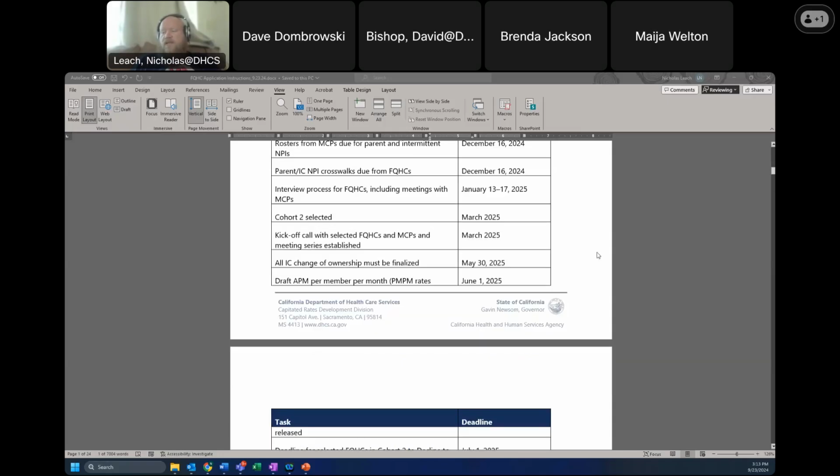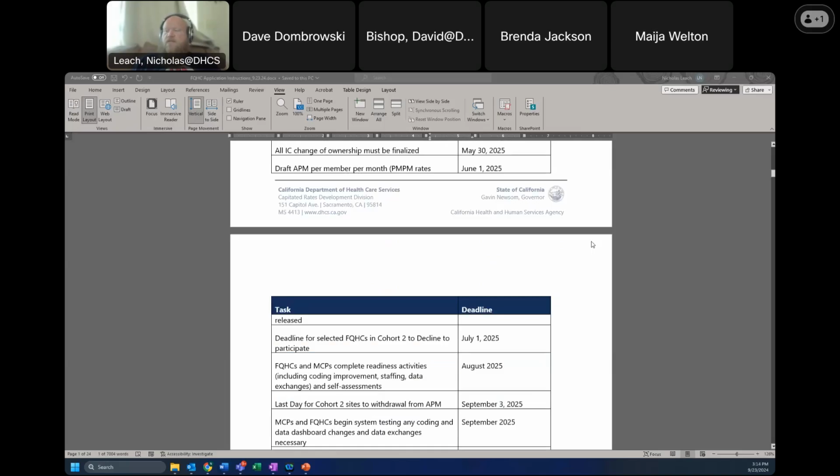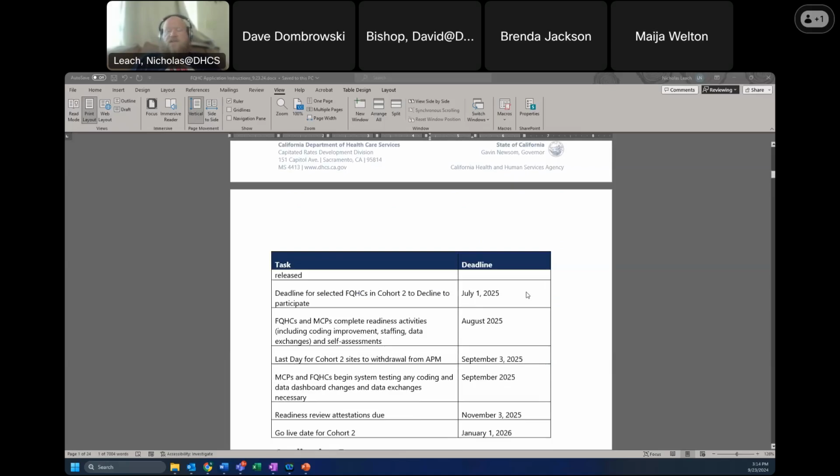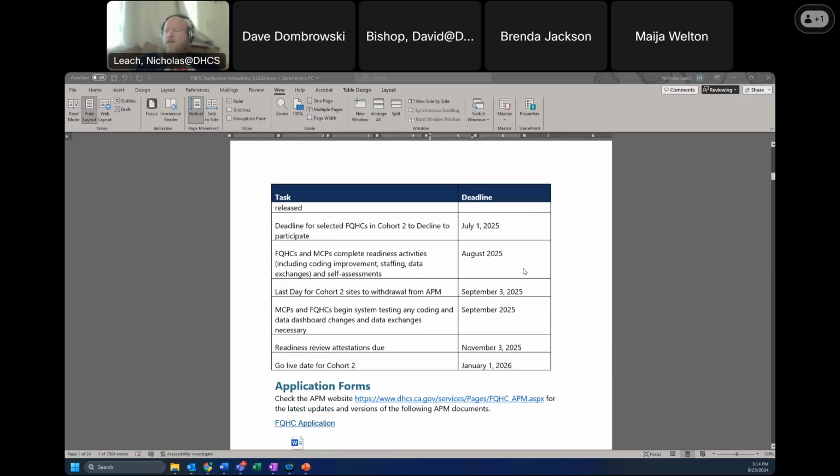June 1st, we will be releasing the draft APM PMPMs, the per member per month rates for each of the eligible cohort 2 facilities. And then by July 1st, the FQHC, once they've seen their rate as of June 1st, must make their selection for participation in the 1126 cohort, which we're calling cohort 2. There's a whole list of readiness activities that are required from the FQHCs and the MCPs, which will be due or required to be completed in August of 2025.